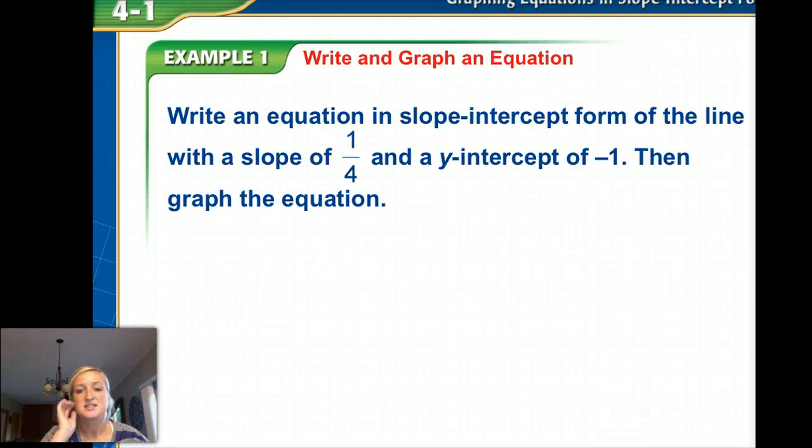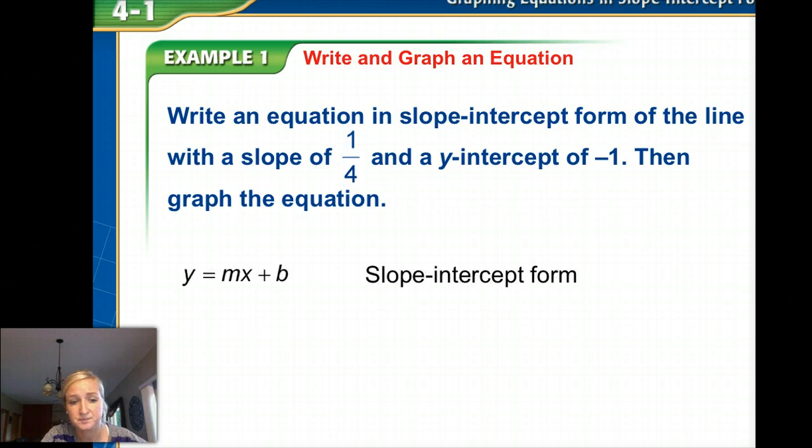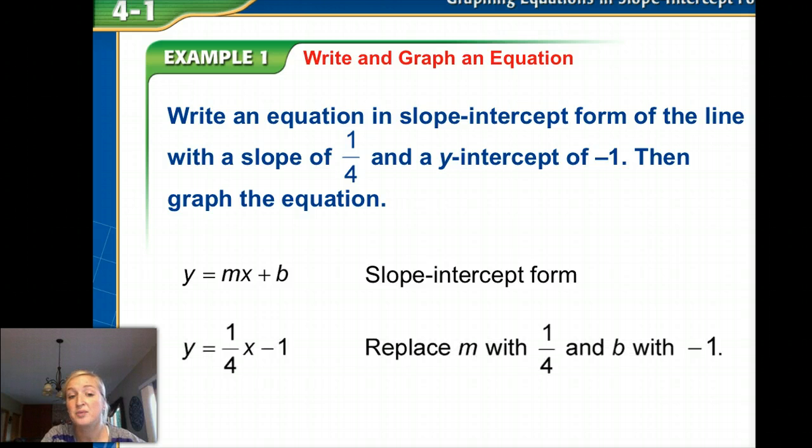Write an equation in slope-intercept form of the line with a slope of 1/4 and a y-intercept of -1, and then graph the equation. So our equation is y equals mx plus b. We are going to substitute m with 1/4 and our b with -1. So our equation is y equals 1/4 x minus 1.